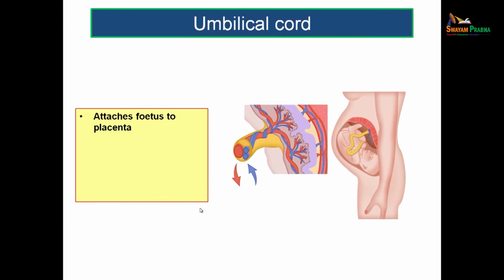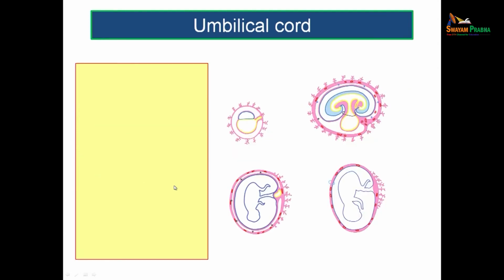Now, let us discuss something about the umbilical cord. What do you mean by umbilical cord? The umbilical cord is the structure which connects the fetus with the mother. It attaches the fetus to the placenta, and that is how it maintains the connection with the mother. It is actually derived from the connecting stalk attached to the caudal end of the germ disc.